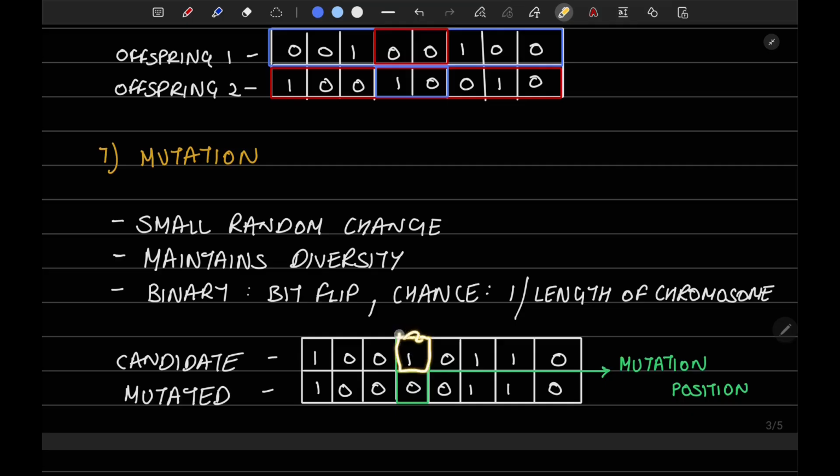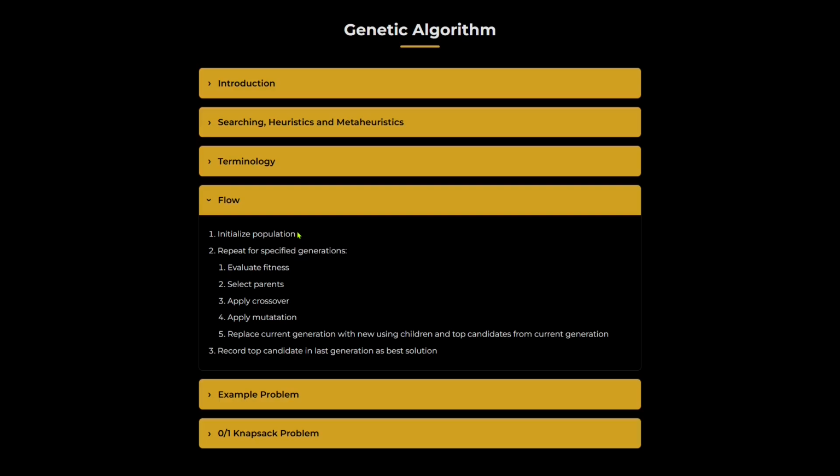This small amount of randomness helps maintain diversity in the population and prevents the algorithm from getting stuck in one region of the search space. Yeah, that's about it for the terminology associated with the algorithm. Now let's just quickly look at the complete flow of the algorithm. So we start by initializing a population of size n. For our sample problem, we'll be keeping n as 10.